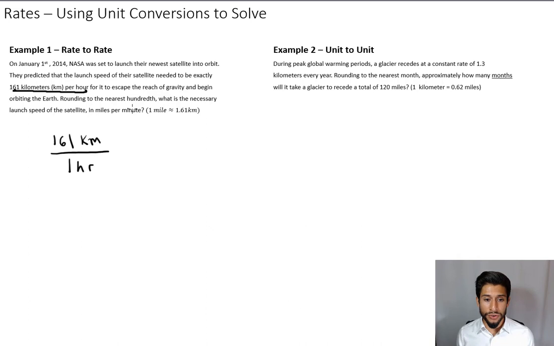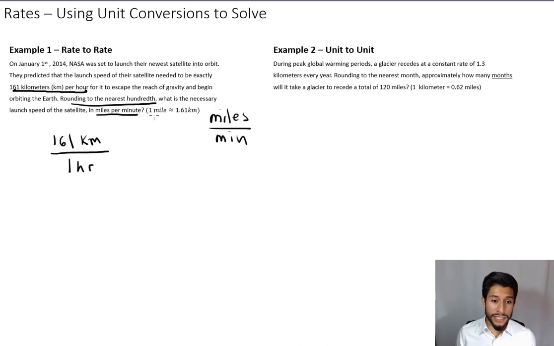And I highly recommend you do this as you read the problem. For it to escape the reach gravity and begin orbiting the Earth, rounding to the nearest hundredth. Please don't forget that. If you round incorrectly, you will get it wrong. What is the necessary launch speed in miles per minute? The final important thing to look at. Always pay attention to units, especially the units of the quantity that they want you to find, right? Because that tells me right away, even if I'm completely lost on this problem, that I need to end up with miles over minutes, right?